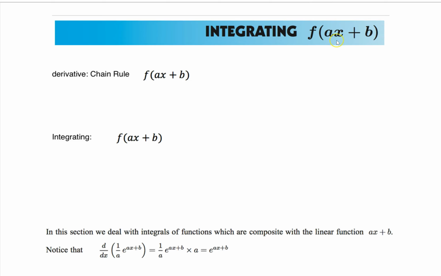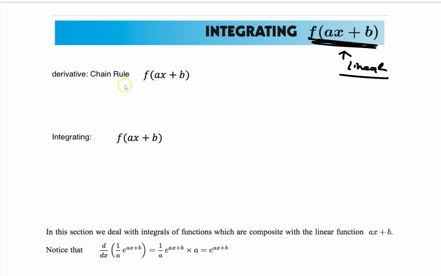Integrating f of ax plus b. So the general idea here is it's a more complicated integration. Essentially, what we're going to do is reverse chain rule. Now, there's a very important thing I'm going to point out at the very top. This reverse chain rule is only when the inside is linear. If it's nonlinear, it's a whole different ballgame, and we're going to do that in the next video. For now, we're only going to focus on reverse chain rule when the inside is linear.